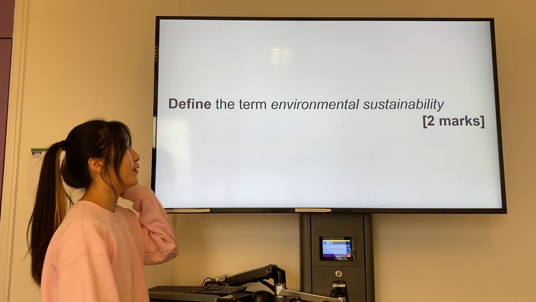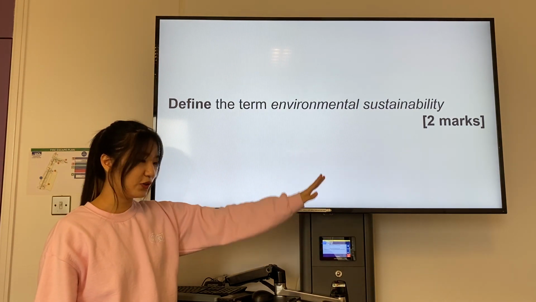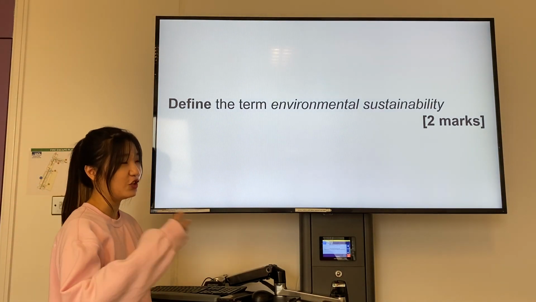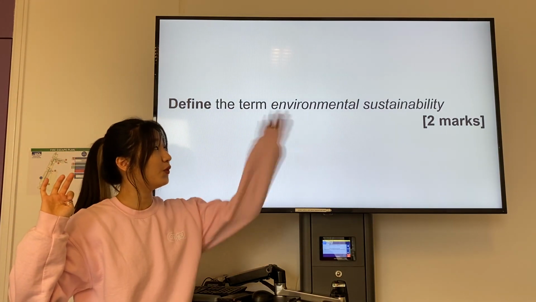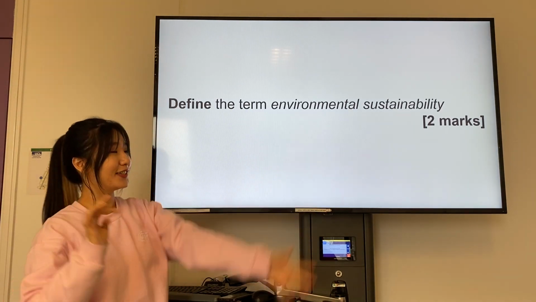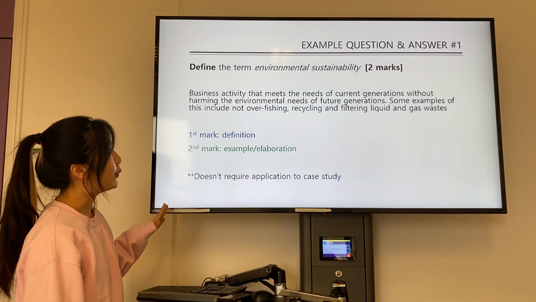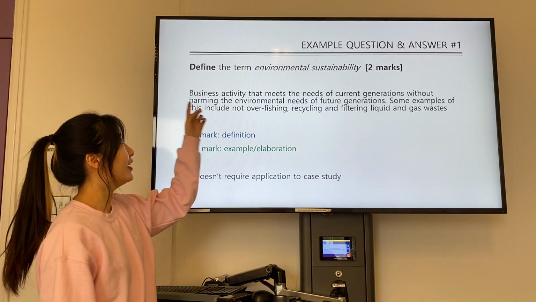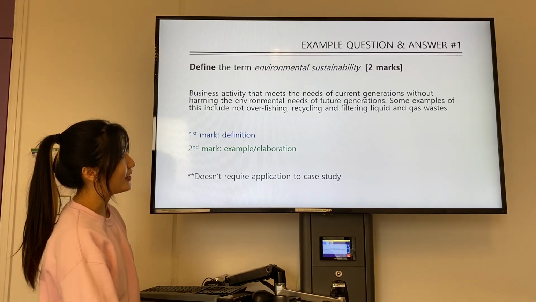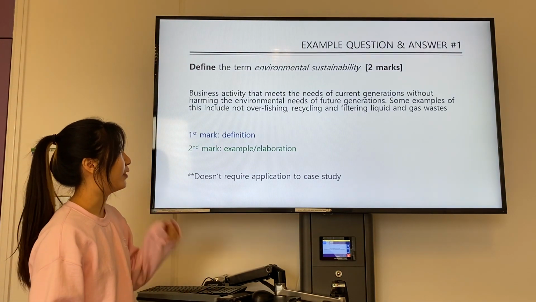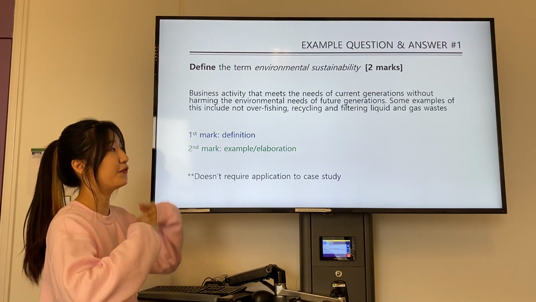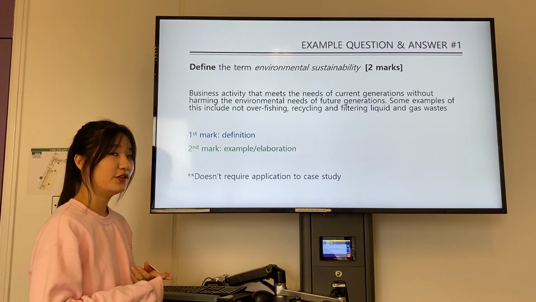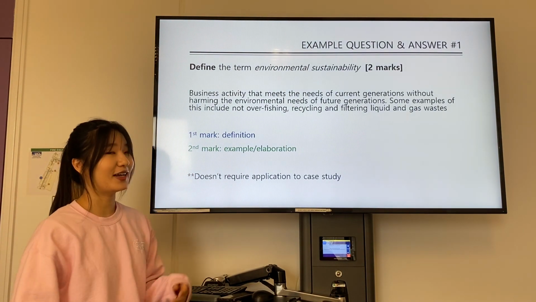Okay. So define the term environmental sustainability and it's worth 2 marks. As soon as you see that, you'd be like, okay, it's using the keyword define. I need my definition and my example of what environmental sustainability looks like. So my answer could be this: environmental sustainability is the business activity that meets the needs of current generations without harming the environmental needs of future generations. Some examples of this could include not overfishing, recycling, filtering liquid and gas wastes.